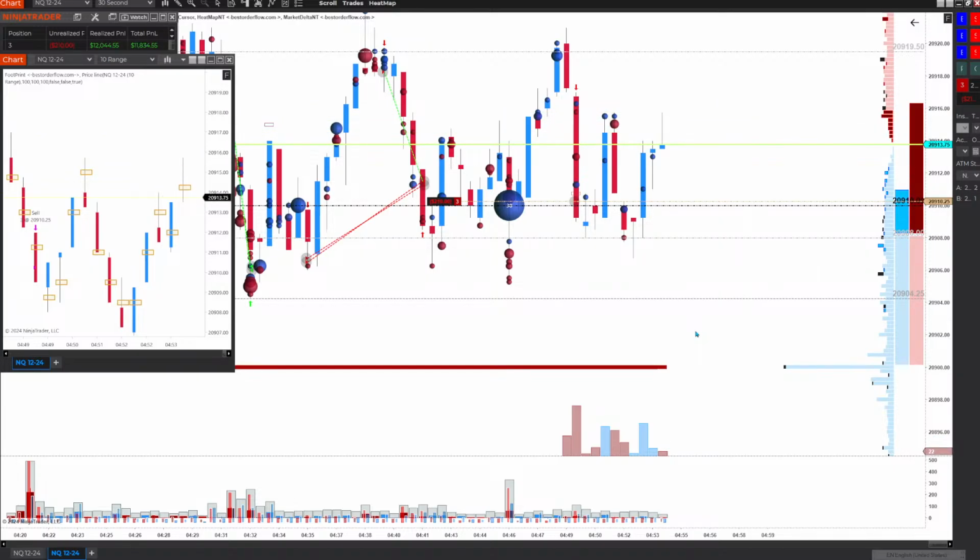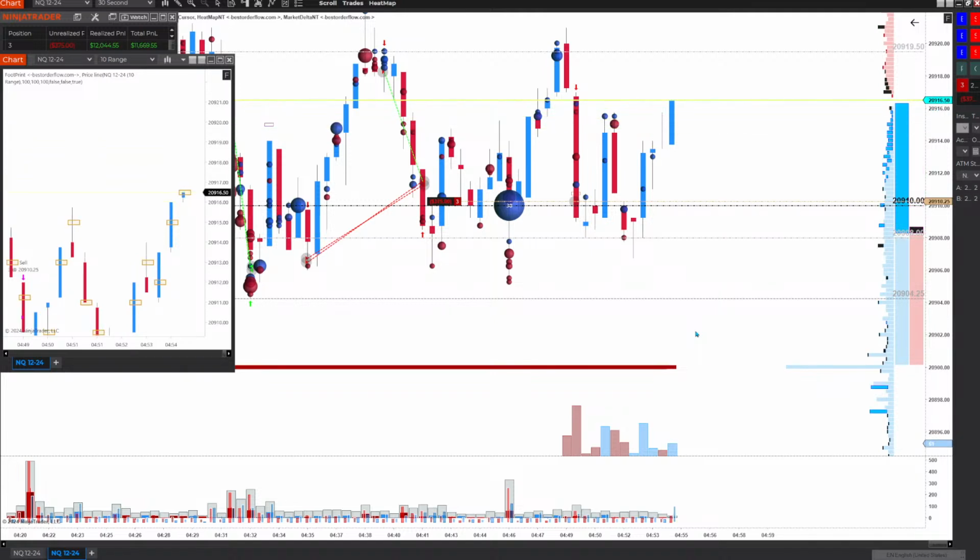Will we reverse right now? We've got a wick. We'll see if it's going to turn into the red. Most likely we're going to turn. Not yet, too early to say.